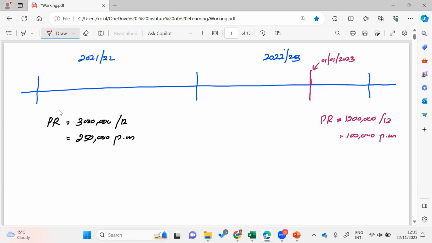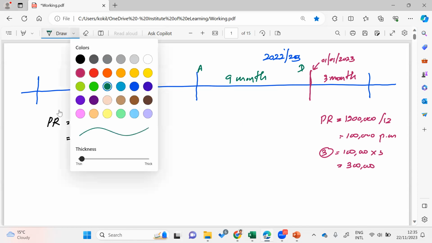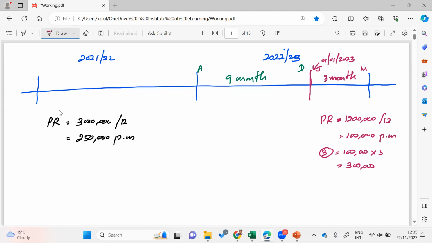This is applicable only for 3 months, so personal relief for 3 months would be 300,000. For the 9 months, from April to December, and January to March being the other period, personal relief would be the annual relief of 3 million divided by 12 and multiplied by 9, which gives 2.25 million as personal relief for 9 months.